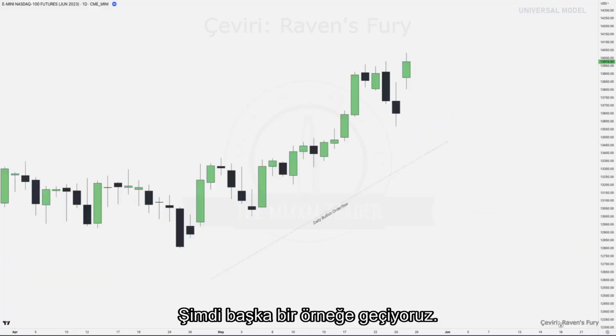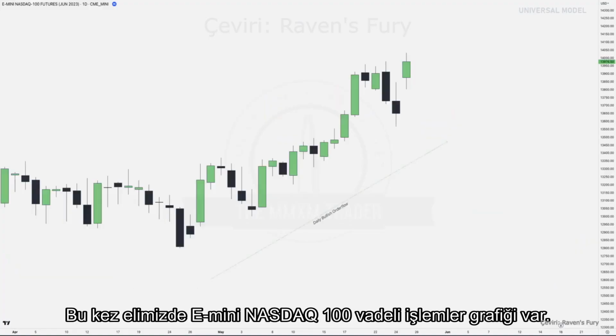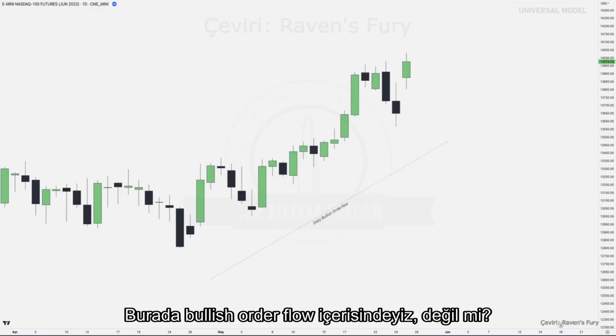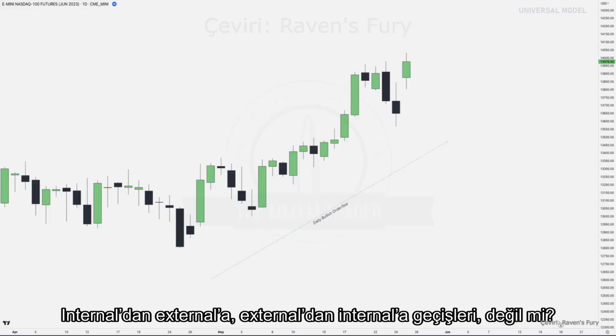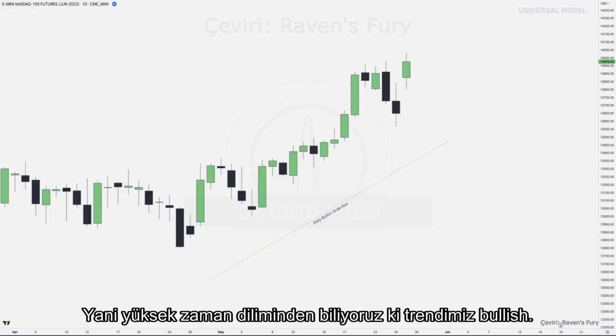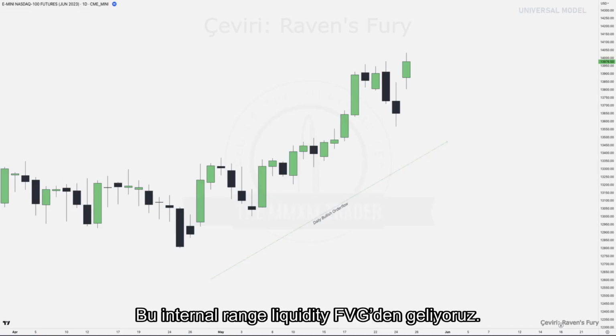Right, so another example we're gonna go over. This time we have the E-mini Nasdaq 100 futures chart. We are in bullish order flow, right? So what are we waiting for? Internal to external and external to internal, right? So we know from the higher time frame we are bullish. We're coming from this internal range liquidity fair value gap.